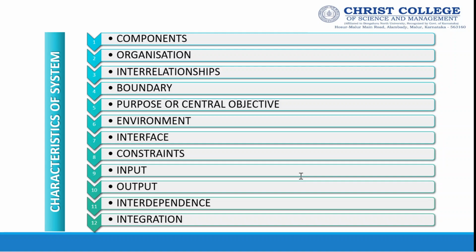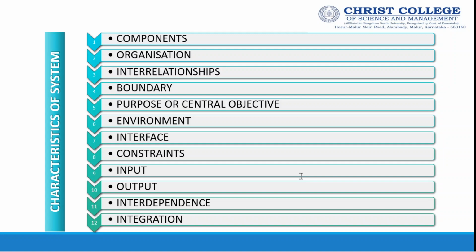Next one, purpose or central objective. Central objective or purpose means all components of a system are assembled together towards a common goal, purpose, or objective. Why the system is there, or what is the common goal or purpose or the objective for which the system is formed. So it should have a central objective. That is the reason why the system exists.